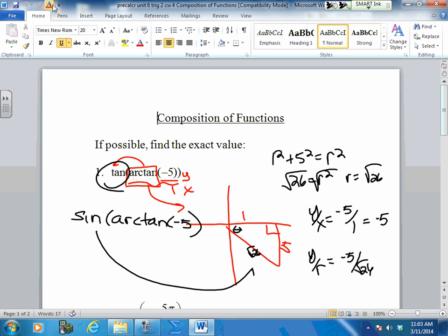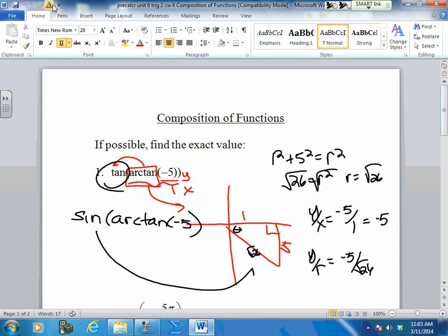It said, locate this angle for me, whose tangent is -5. Now it just said take the tangent of it, but now I changed it, said take the sine of that angle. So we located it first because it's in your parentheses.